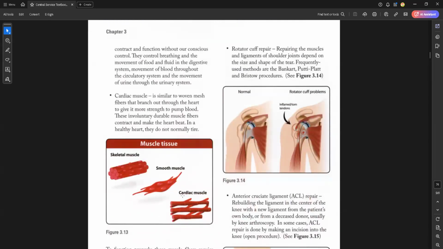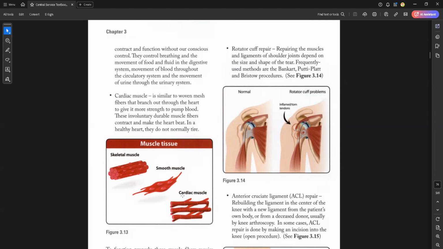So we have the cardiac muscle. As you can see, it is similar to a woven mesh. Now, we are interested in looking at the surgical procedures associated with these things. We have the rotator cuff repair. That is the shoulders. Normally basketball players, and soccer players, well, not soccer players. For soccer players, normally it is the hip, the knee, and those things. But basketball players, because normally they fall on their shoulders.